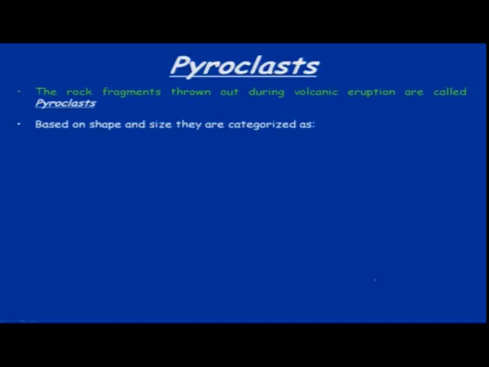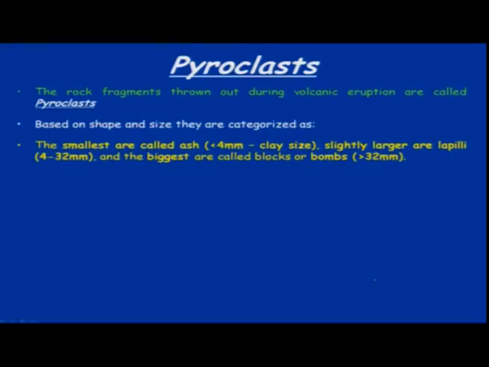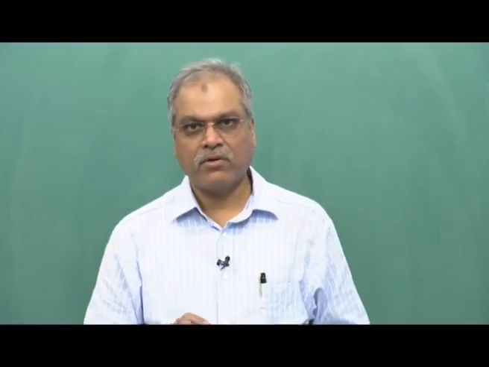Based on shape and size, they are characterized as follows. The smallest are called ash, which is less than 4 mm, or clay size. Slightly larger ones are termed lapilli, ranging in size from 4 to 32 mm, and the biggest are called bombs, which are greater than 32 mm. All of this can be classified as pyroclastic flow.